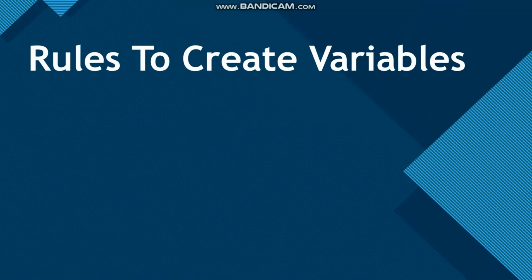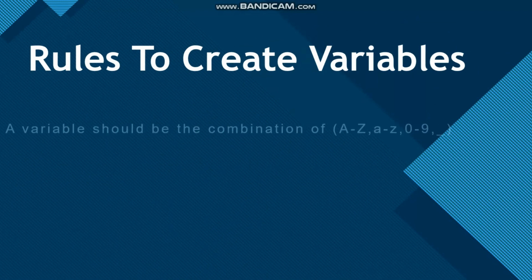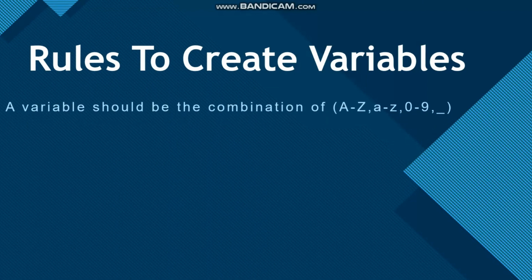What are the rules to create variables? We have several rules for everything, right? So what are the rules to create a variable? The first thing is the variable should be in the combination of A to Z and 0 to 9. It may be capitals or even small letters. So it must be a combination of A to Z alphabets, 0 to 9 numbers, and underscore. The last thing you can see here in this last line is nothing but underscore.